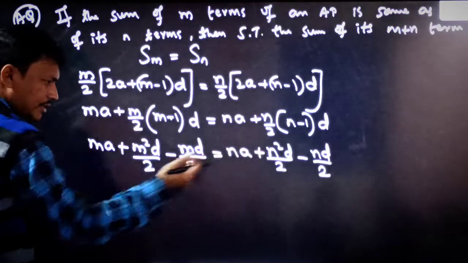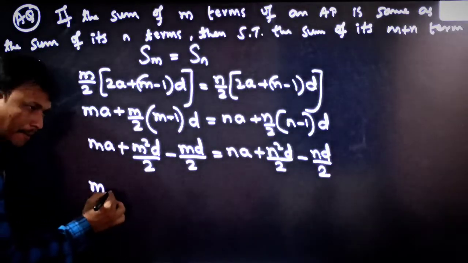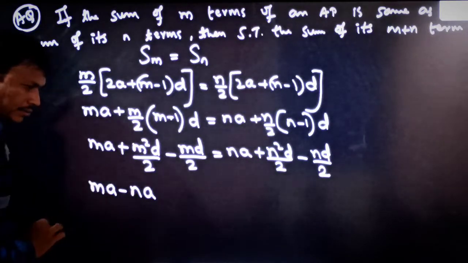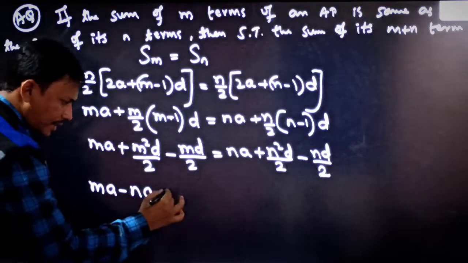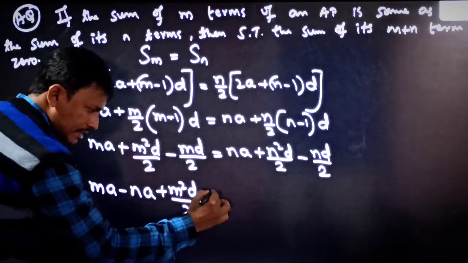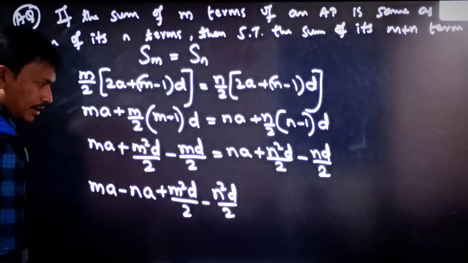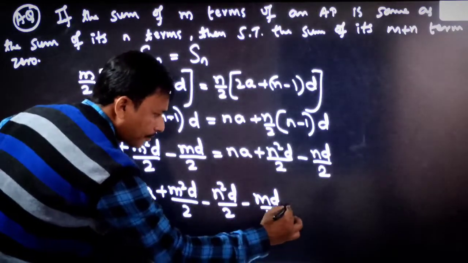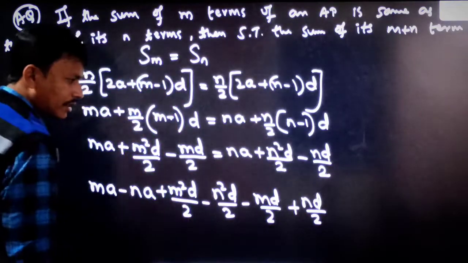Bring all these things to the left hand side. What happens here? ma minus na, ma minus na plus m square d divided by 2 minus n square d divided by 2. Next, minus md divided by 2 plus nd divided by 2 is equal to 0.